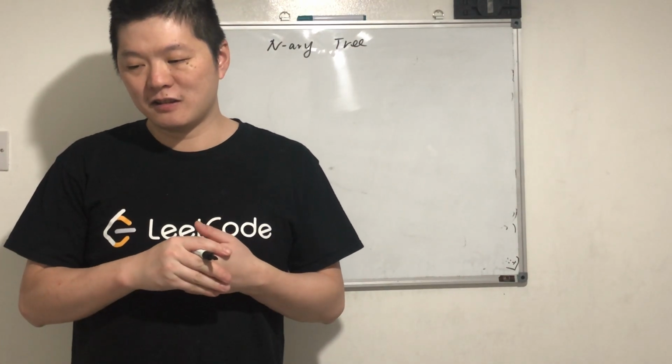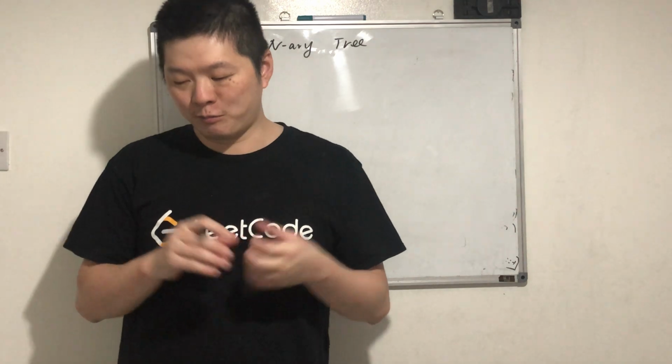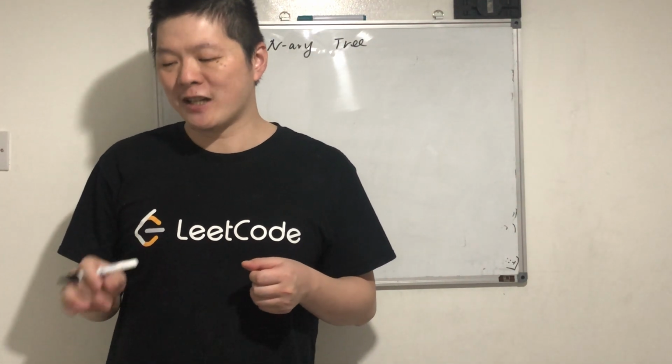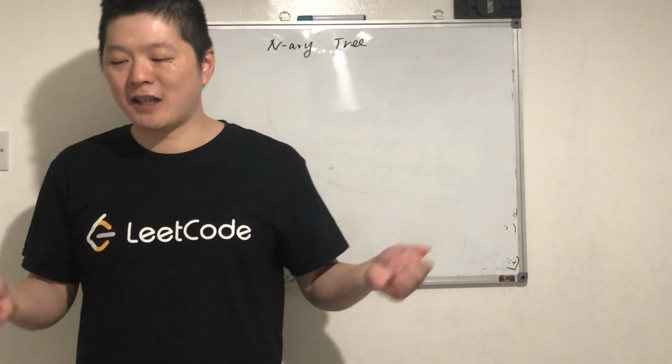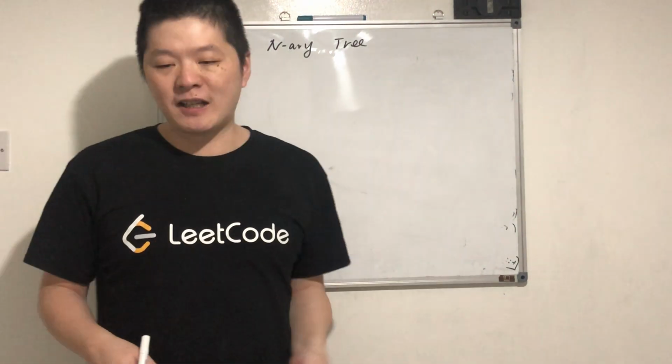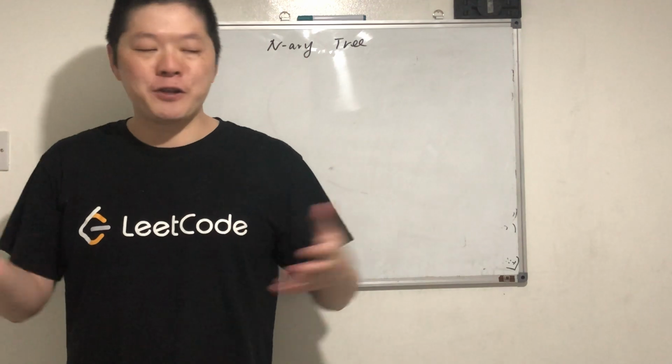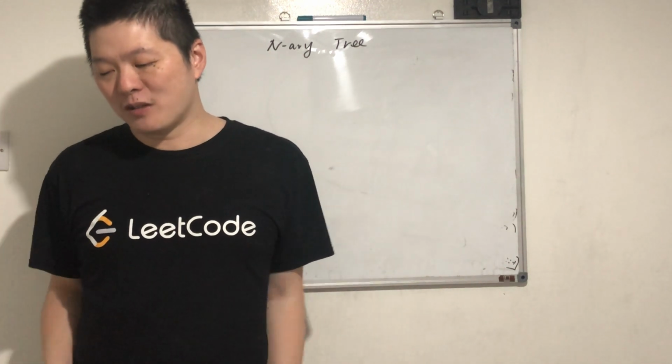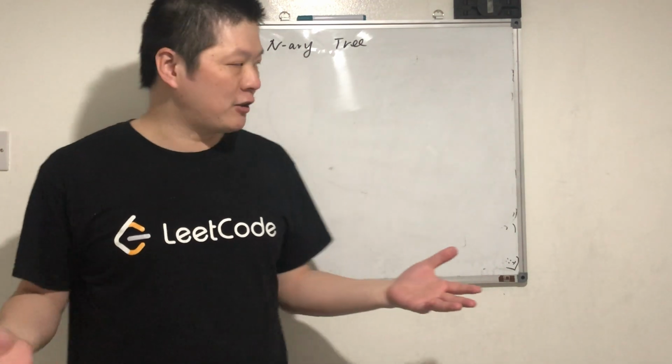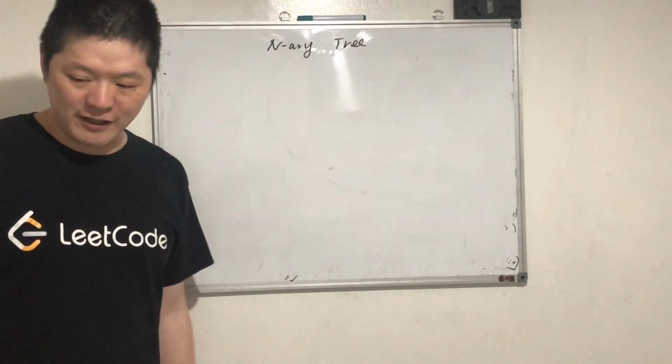At least one parent. Yeah. Two children, maximum one parent. The root does not have parents, right? The leaf does not have any children, right? Yeah. If we remove the binary, then it becomes an N-Ary tree. So basically, the tree can have many children, not necessarily limited to two, right?